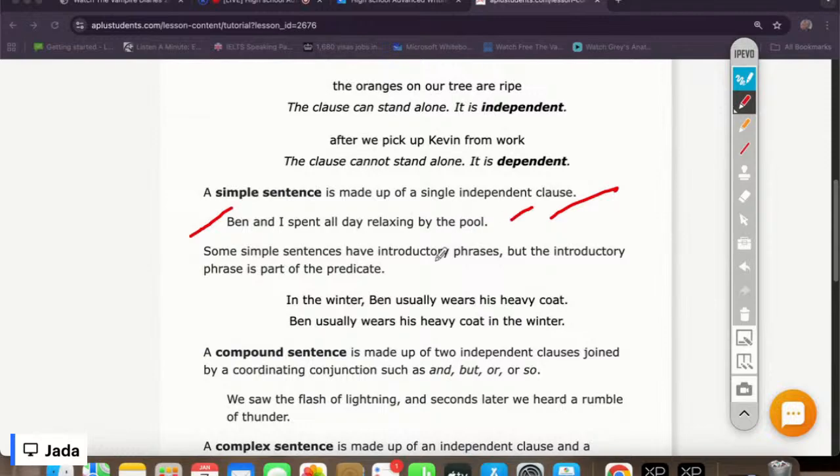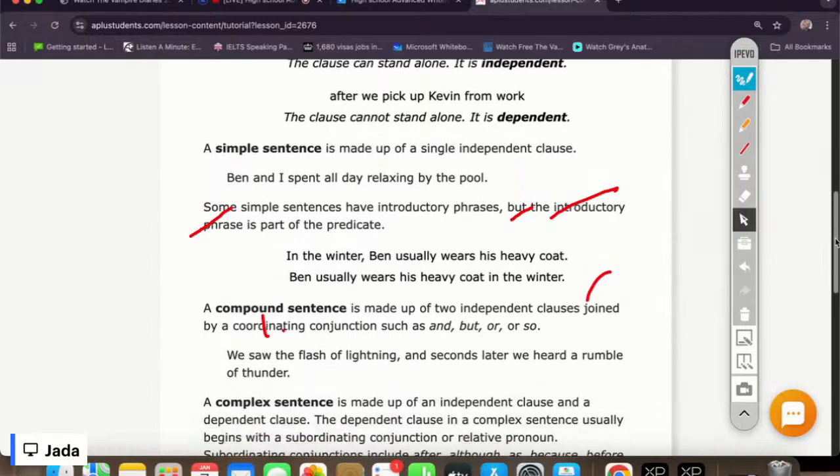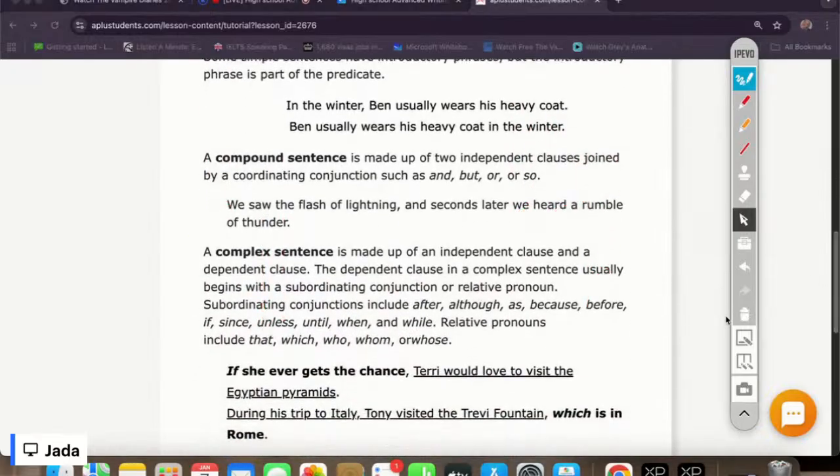Some simple sentences have an introductory phrase, but the introductory phrase is part of the predicate. So we have: In the winter, Ben usually wears his heavy coat. Ben usually wears his heavy coat in the winter. Now we have the compound sentence, made up of two independent clauses joined by a coordinating conjunction such as and, but, or, and so.